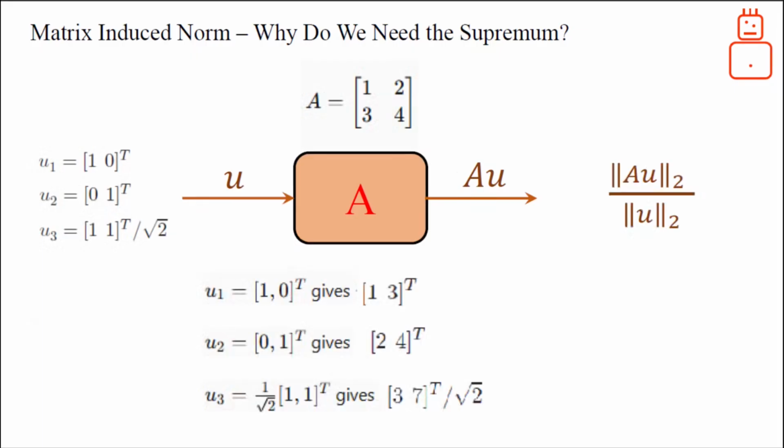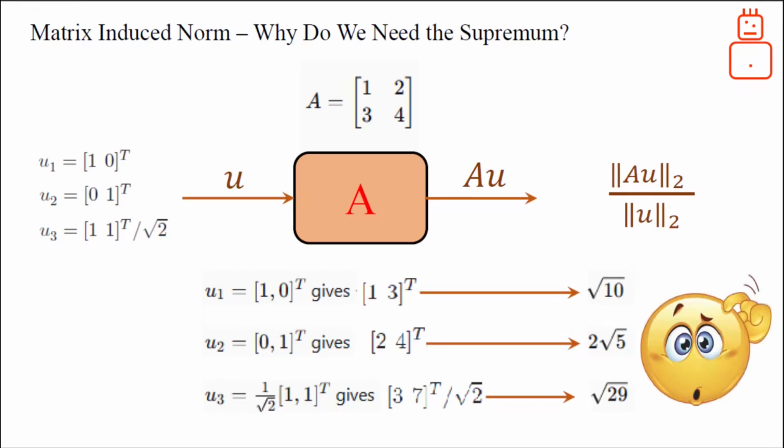And when we compute the norm 2, for example, there will be 3 different norm values, each corresponding to the input used for the calculation. Note that these values are not equal. The same matrix produces different amplification depending on the input direction. So, which one should we call the matrix norm?